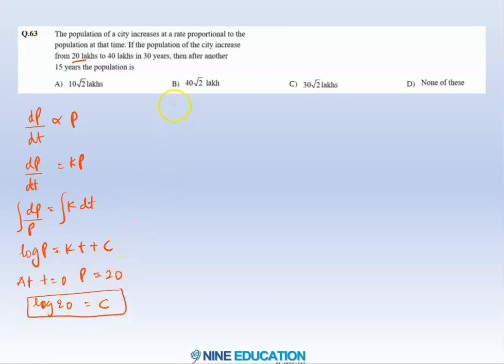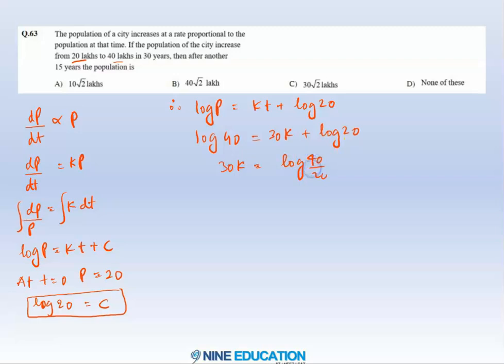Now this expression I can write: therefore log p is equal to kt plus c, and in place of c we can write log 20. Now since the population of the city increased to 40, that is log 40 in 30 years, I can say this is 30k plus log 20. Therefore 30k is equal to log 40 minus log 20, which is basically log 40 by 20, because log m minus log n is log m by n, and therefore this is log 2. So the k value we have calculated is 1 by 30 log 2.